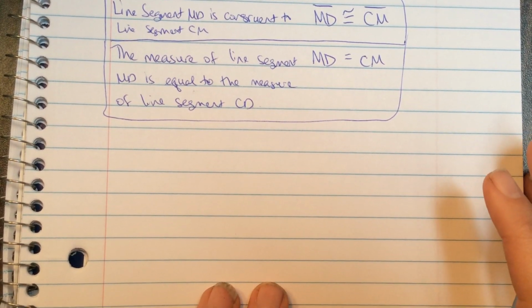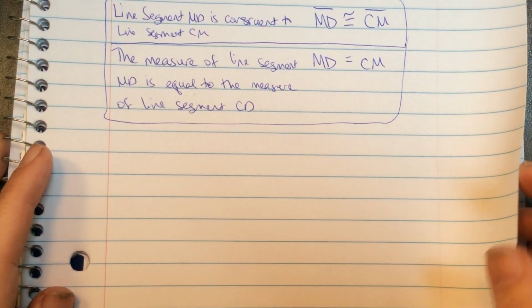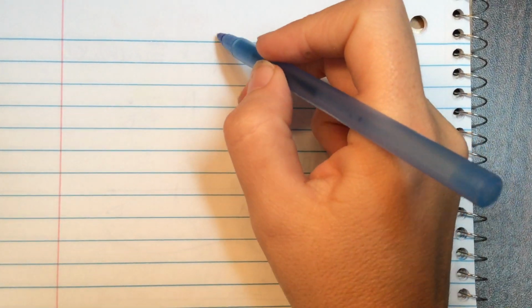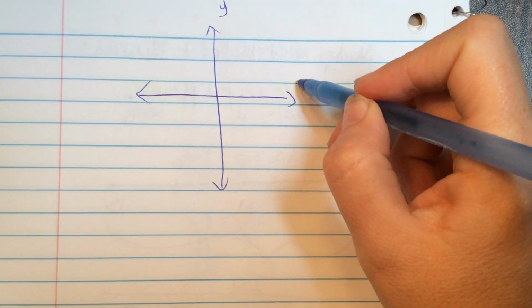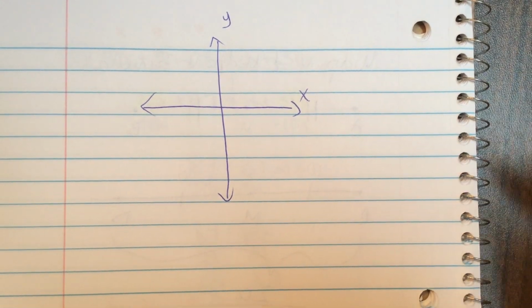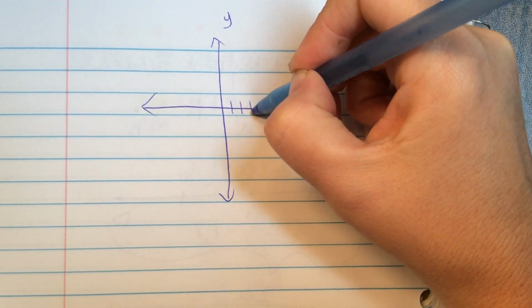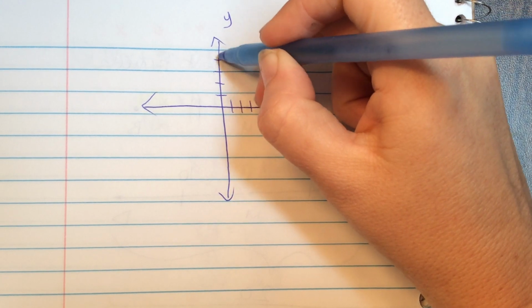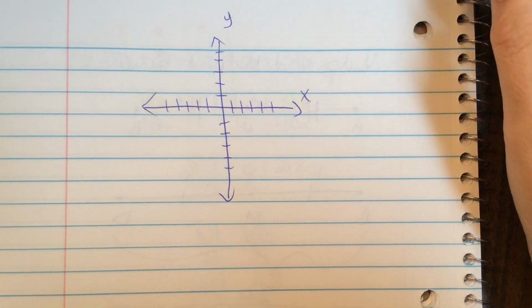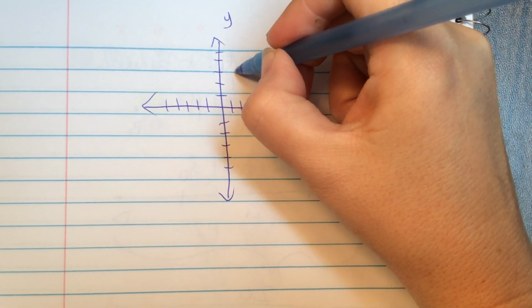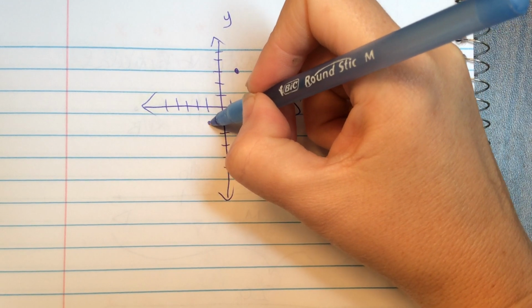Now, midpoint in itself is a really easy concept. It only becomes difficult when it's done on the coordinate plane. So let's draw ourselves a coordinate plane. And we have the y-axis and the x-axis. And let's say we'll just do 5 hash marks on each axis. Okay. And I have a point. Let's put a point here, and let's put a point here.